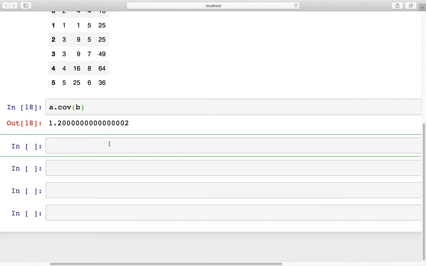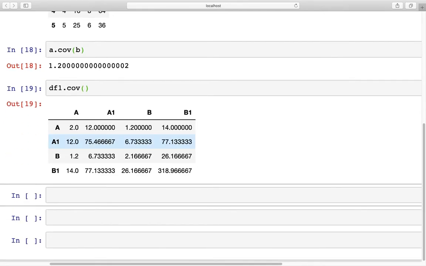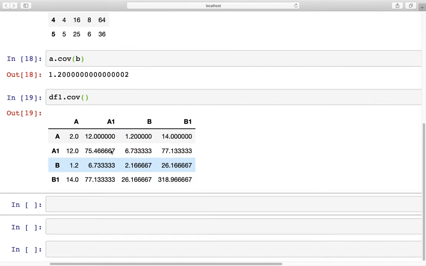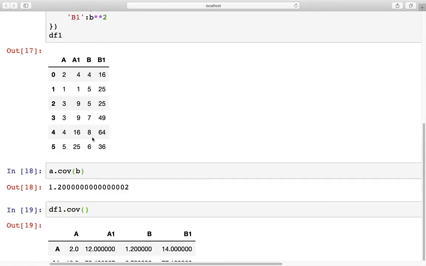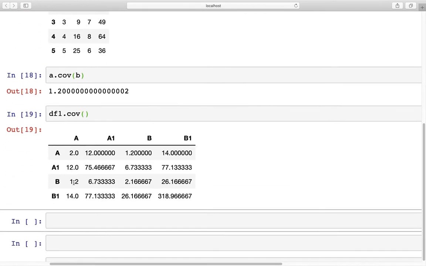And similarly, if you're trying to calculate the covariance for the columns in a data frame, you would simply type df1.cov() with open and close parentheses, and here we get a matrix back, and what this matrix is telling us is that along the diagonal, that's the variance. So variance for just each separate column.